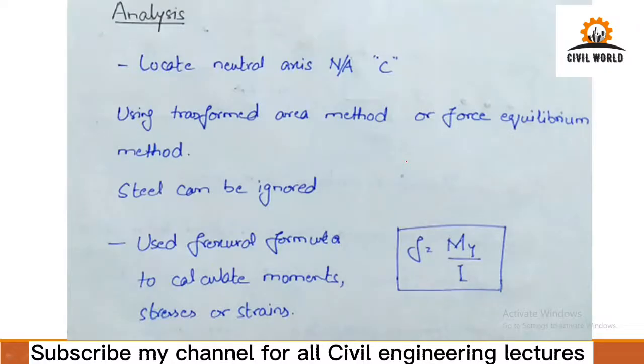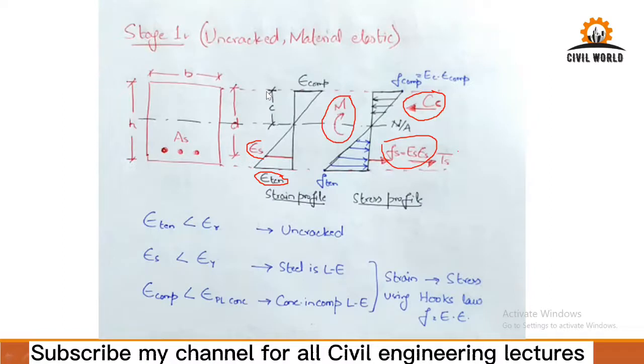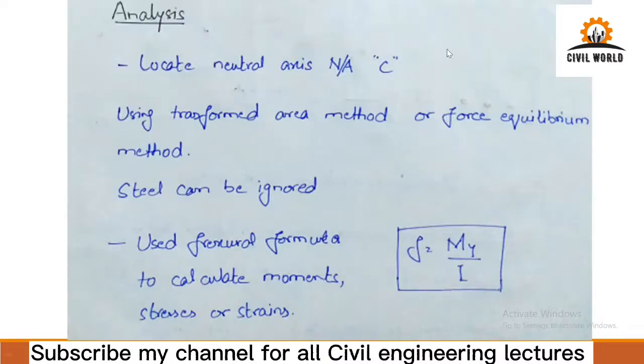Coming to the analysis procedure, you have to first locate the point where your neutral axis lies. So you have to actually calculate C. For calculation of C, you can use the transformed area method or the moment force equilibrium method. We will discuss it when we solve our example problem.